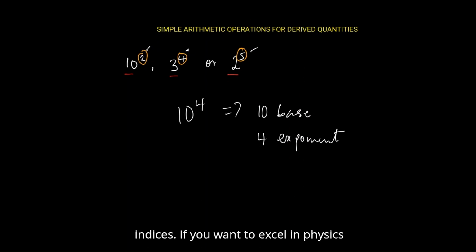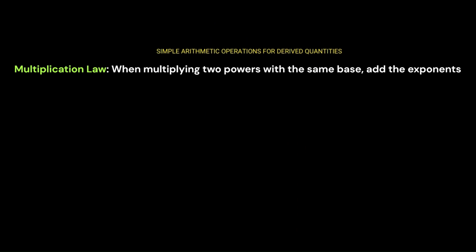There are 8 laws of indices. If you want to excel in physics and mathematics, you must have these laws by heart and be able to apply them offhand. Let's get started with the first law. The first law of indices is called the multiplication law, and it states that when multiplying two powers with the same base, add the exponents.